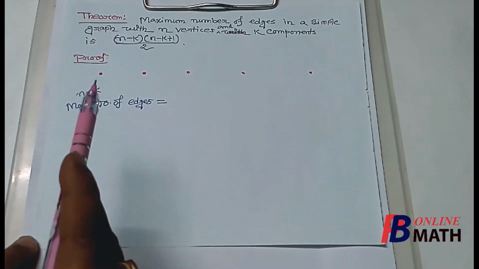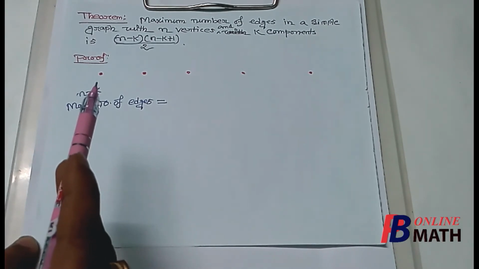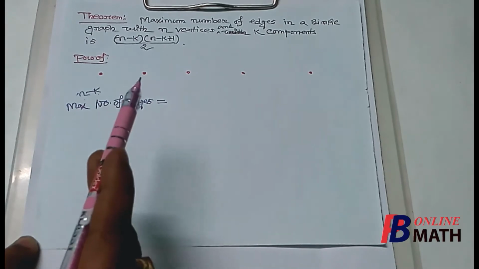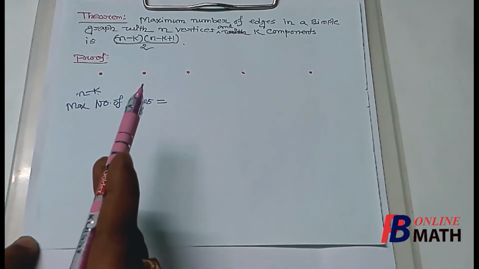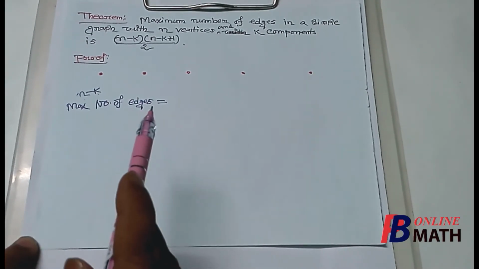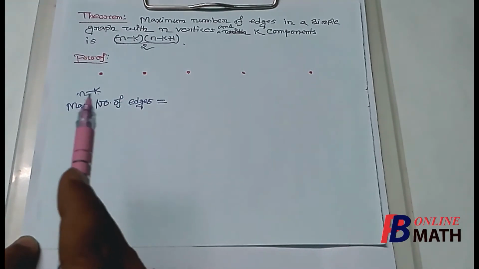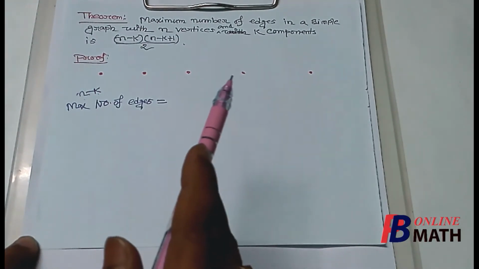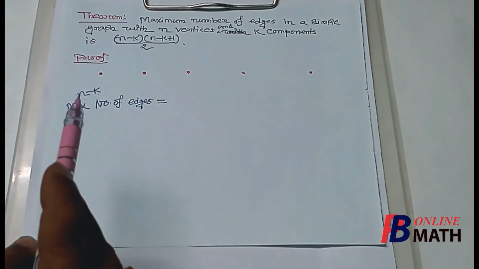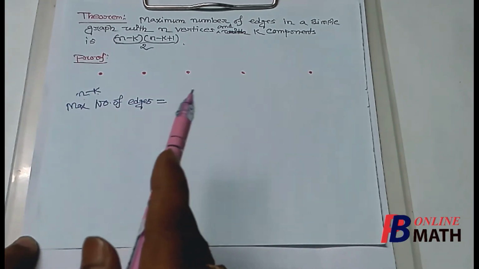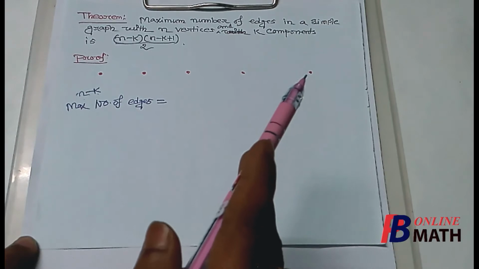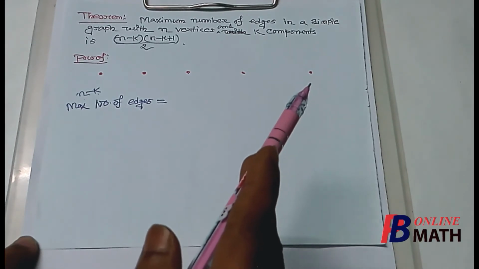In the first component we have only one vertex, so the number of edges will be 0. For the second component the number of vertices is 1, again the number of edges should be 0. So for all the k minus 1 components, the number of edges will be 0. So only in the last component can we have some edges.